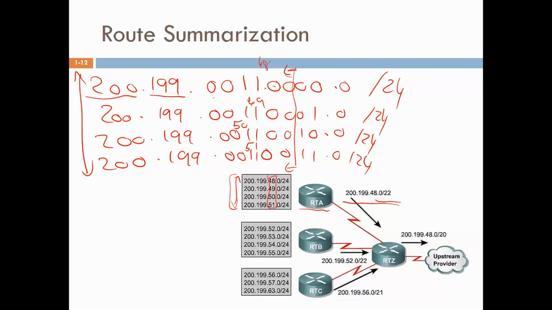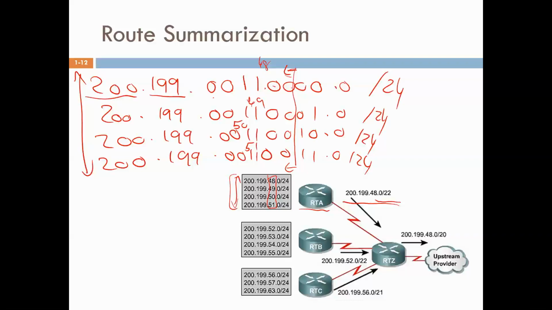All four subnets start with 200.199, so that's the first 16 bits common among the four subnets, and then 17, 18, 19, 20, 21, 22 bits are also common among the four subnets. Only the 23rd and 24th bit, and possibly the ones after it, are different in the four subnets. So by announcing 200.199.48.0/22, I am actually announcing the four subnets. Any one of the four subnets will have the first 22 bits, 200.199.48.0. The first 22 bits will be the same. This is what this announcement means.